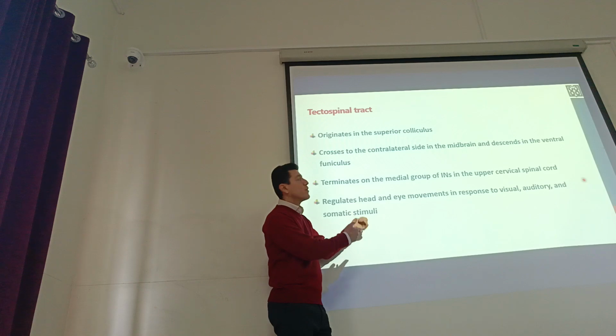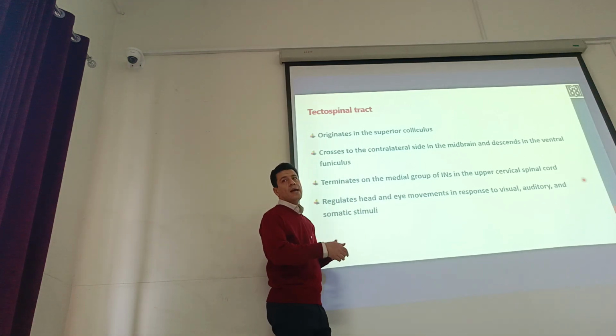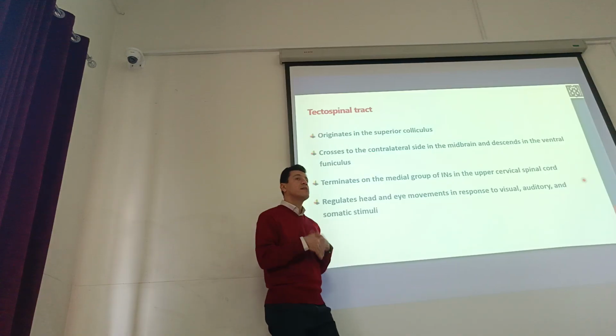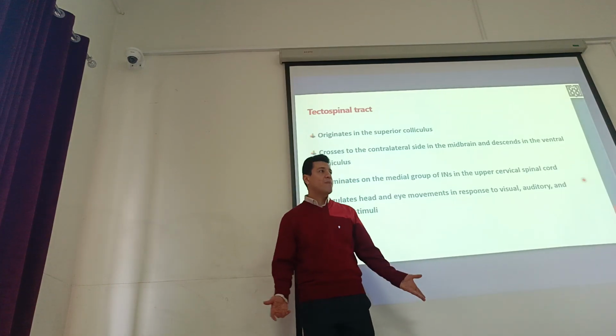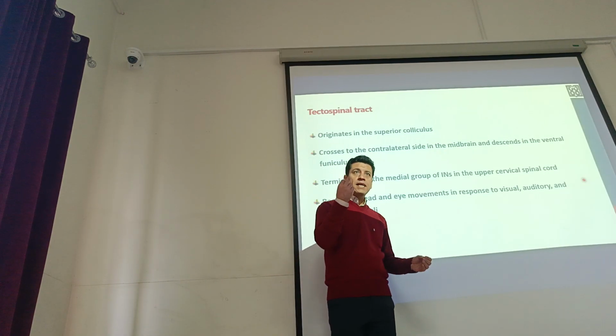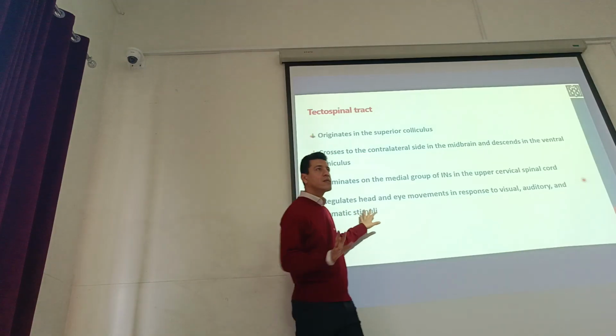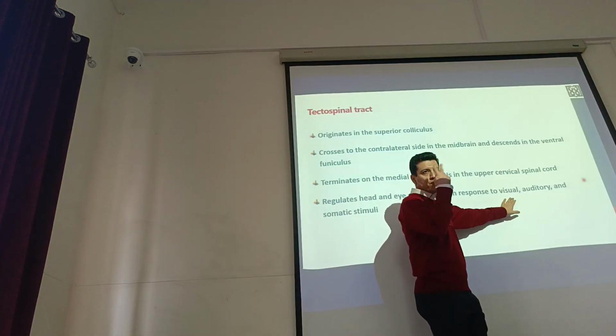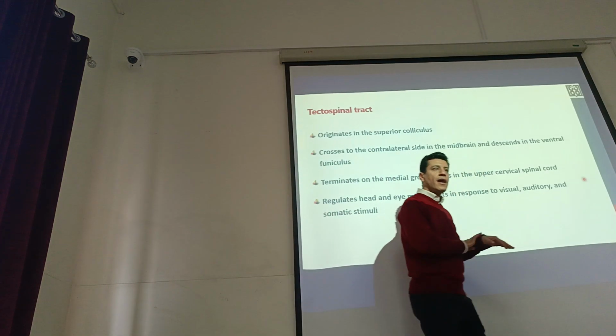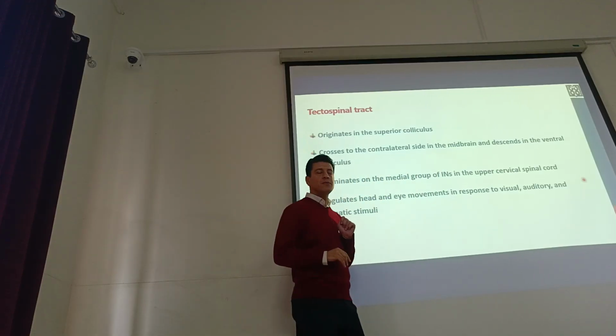So there is one difference between this one and the medial vestibulospinal tract. The medial vestibulospinal tract is activated when we go out of balance, right? So the signal should be something related to balance of the body. But here, the signal is not balance. It's visual, auditory, and somatic stimulation.